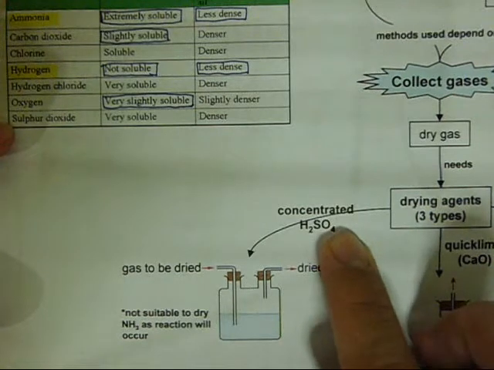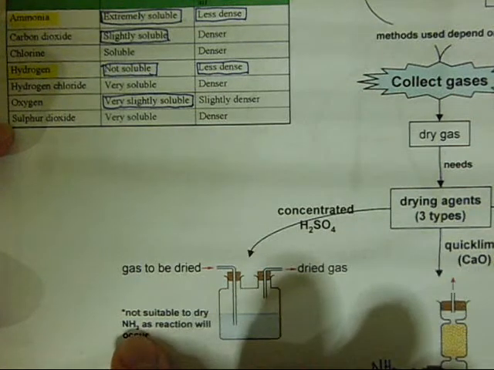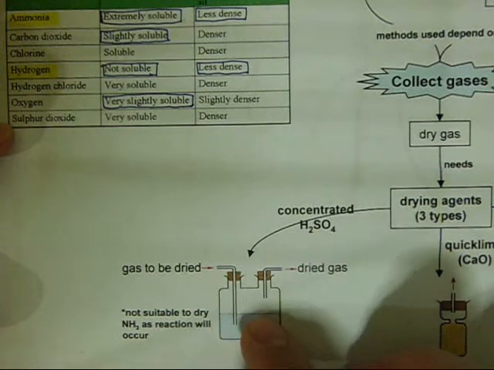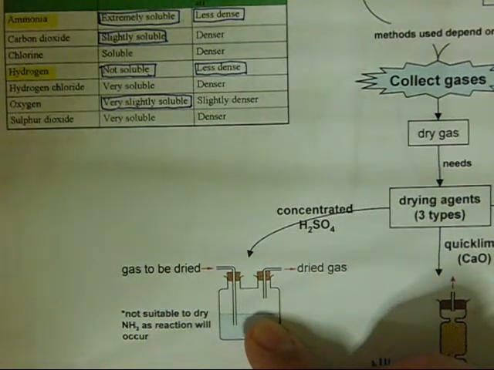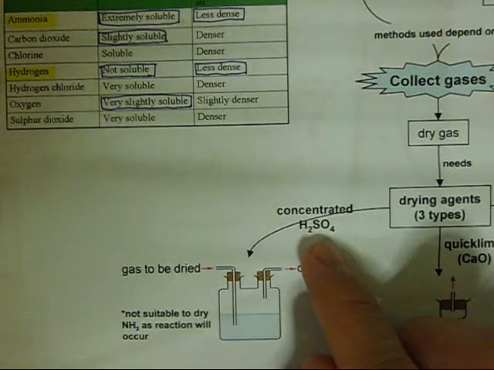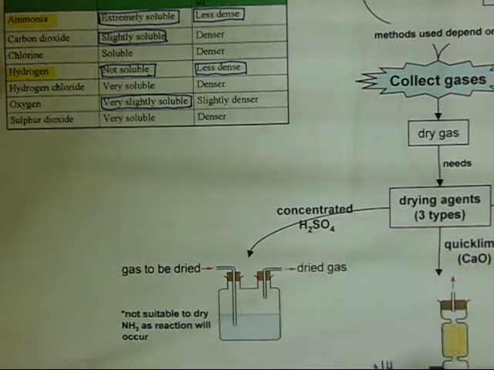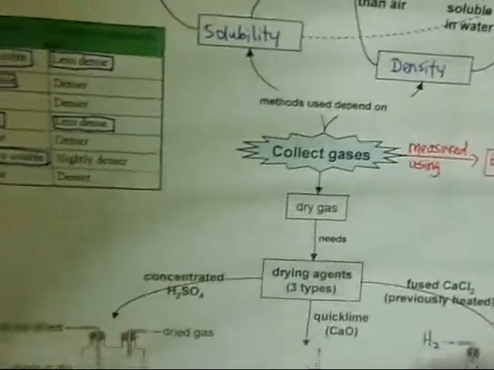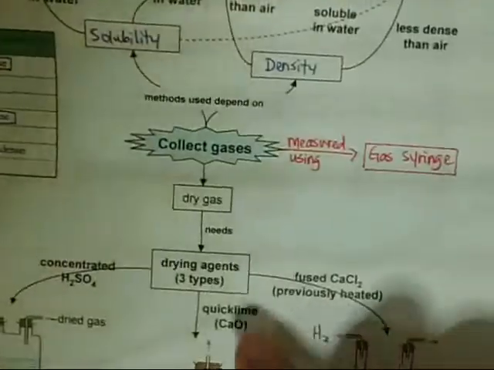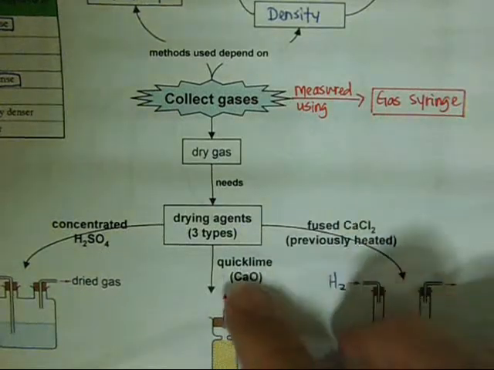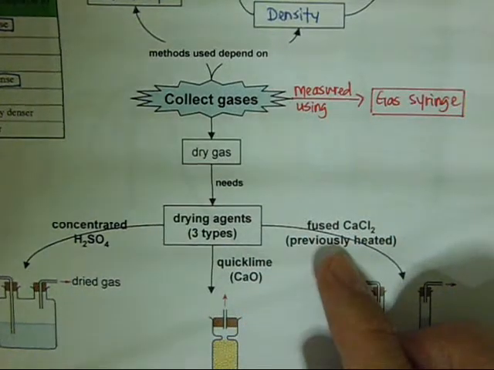and acid will react. So if you dry NH3 using H2SO4, at the end of it you get nothing. The NH3 will disappear because the NH3 will react with H2SO4 to give you salt and water. So the other two methods would have no such restriction. You can use any of these two methods to dry any gas.